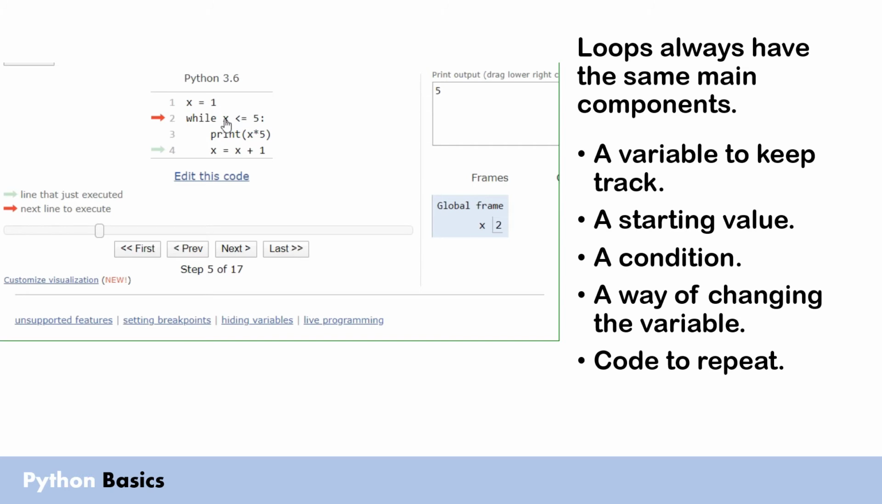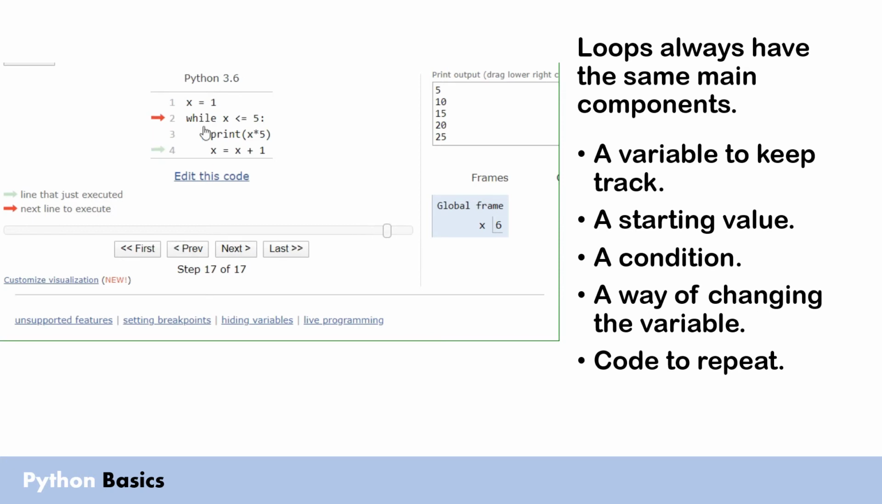So the test here is 2 less than or equal to 5, which is obviously true. So it's going to run the code again. So it prints out the value of 10, then it's going to add 1 to X, and it's now going to run again. So it's going to continue doing this as long as X is less than or equal to 5. So it's 4 at the moment, so it's going to repeat. It's 5. Well, 5 is equal to 5, so it is going to loop one more time. So it's going to loop again.